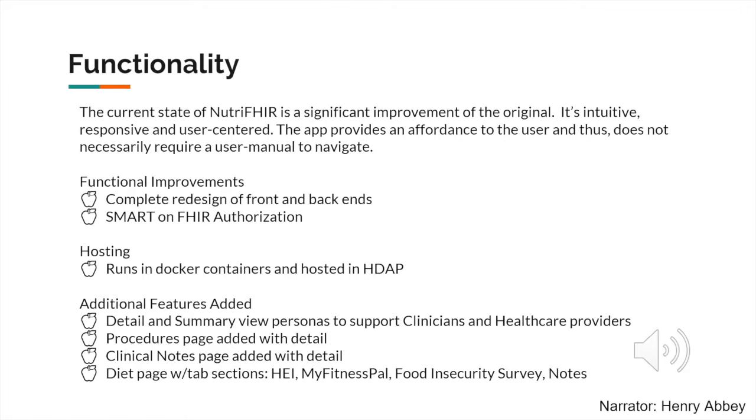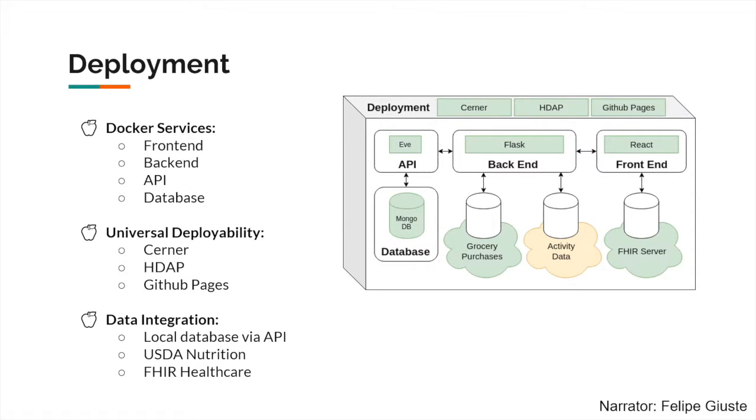The current state of Nutrifier is a significant improvement of the original. Apart from meeting all the functional and system requirements for spring 2019, we also completely redesigned the front and back ends of the system. We leveraged some useful user-centered design principles to increase the system's performance and affordance to the user. Deployment. The application consists of 4 Docker services.